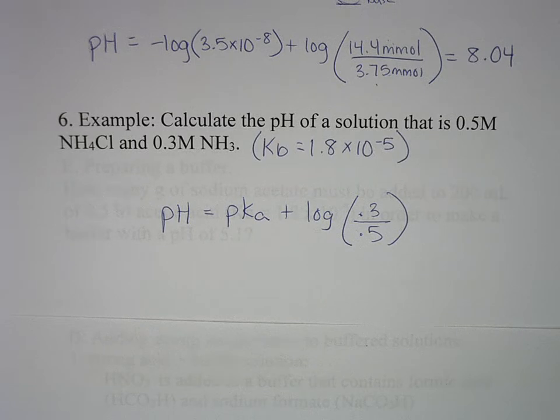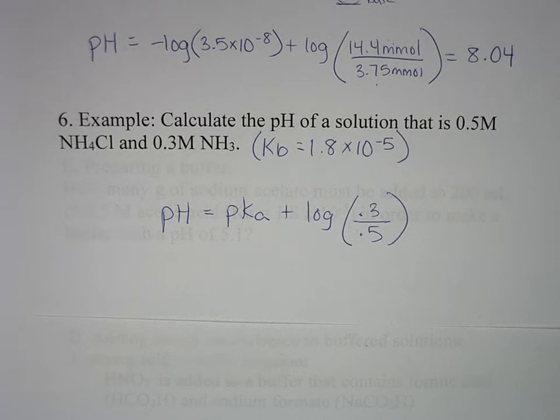This equation is the same, again, whether the buffered solution is made with an acid or a base. So in this solution, it's got ammonium chloride and it's got ammonia. Ammonia is basic, so this is a buffered solution that is made with a base. But this is still the equation you use to calculate the pH.